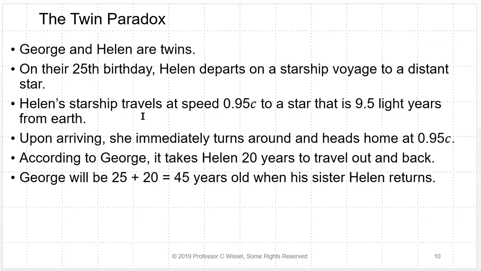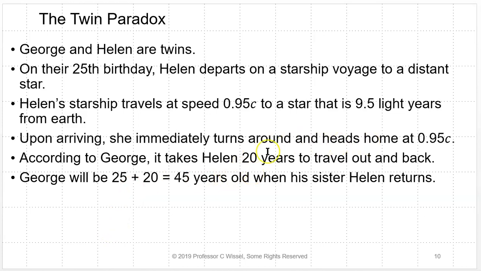So we have George and Helen, who are twins. On their 25th birthday, Helen departs on a starship voyage to a distant star. Helen's starship travels at the speed of 95% of the speed of light to a star that is 9.5 light years from Earth. So in terms of Earth years, it's going to take her 10 years to get to the star. Upon arriving, she immediately turns around and heads back home at 95% of the speed of light. So it's going to take her another 10 years to come back. According to George, it takes Helen 20 years to travel out and back.